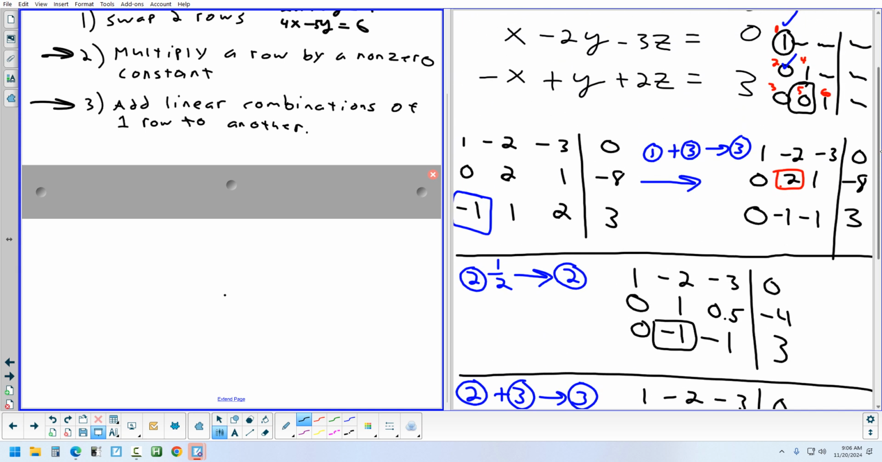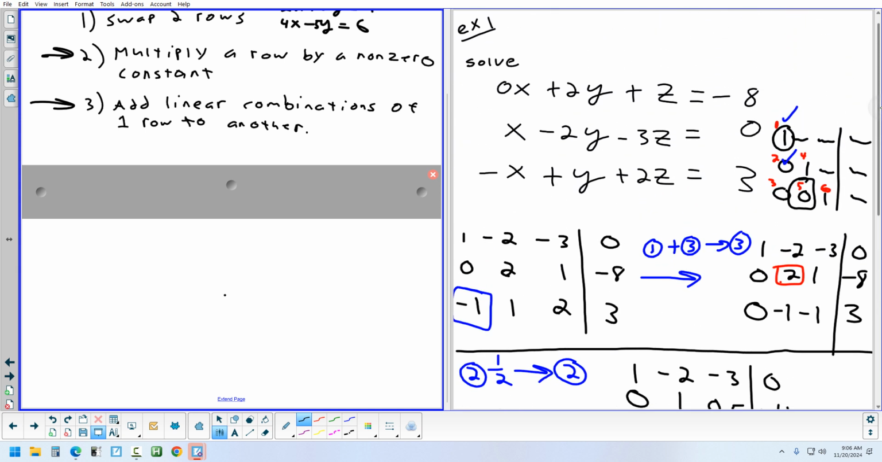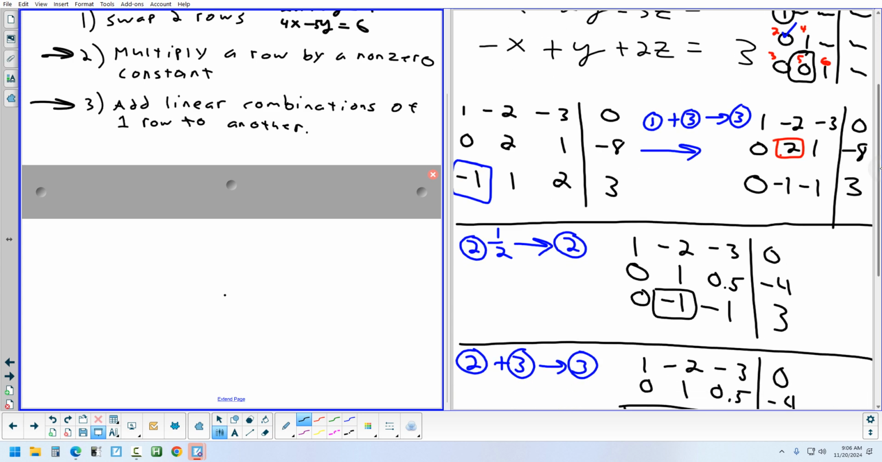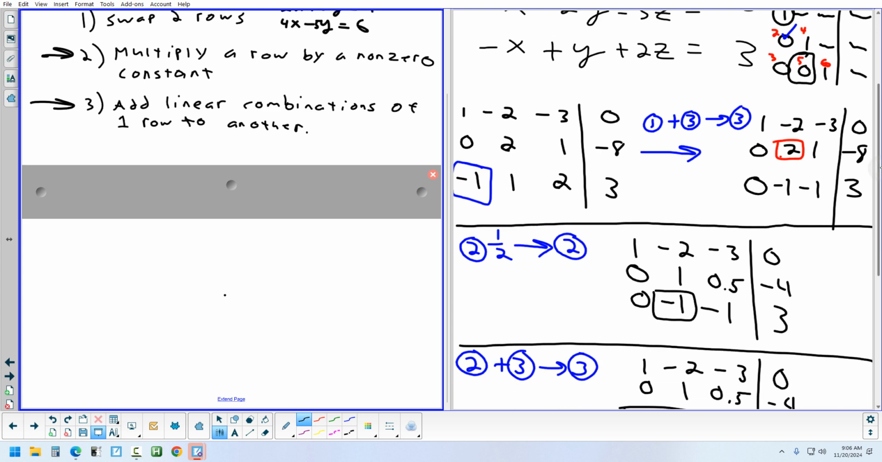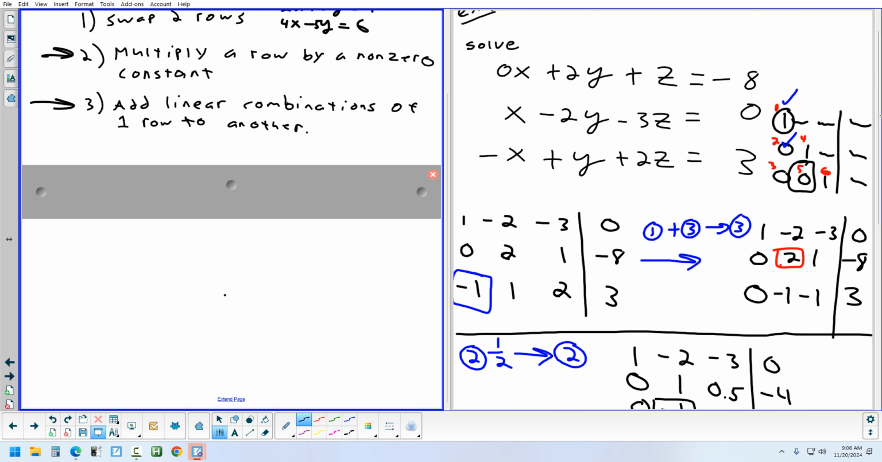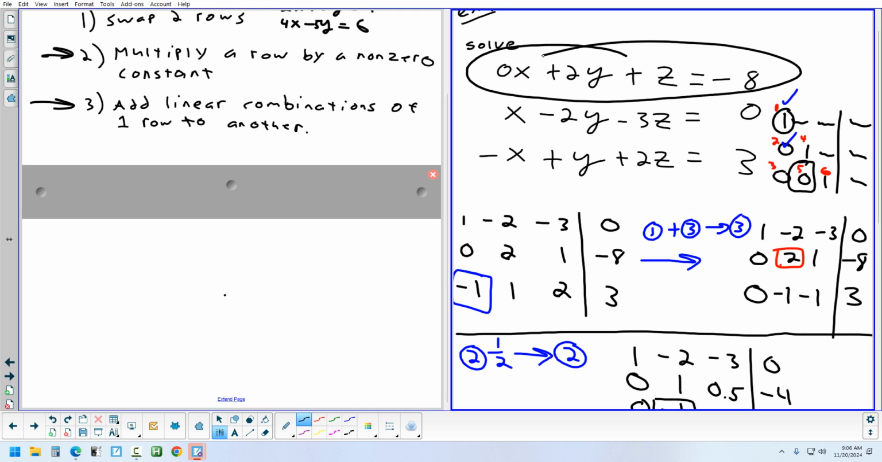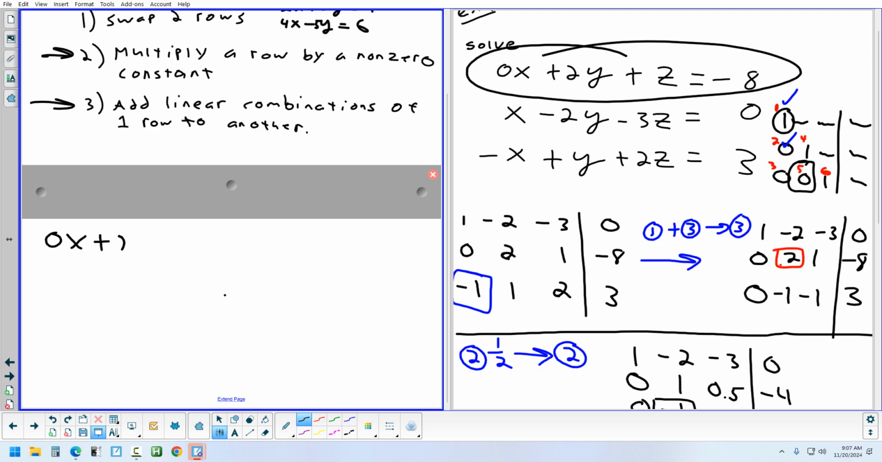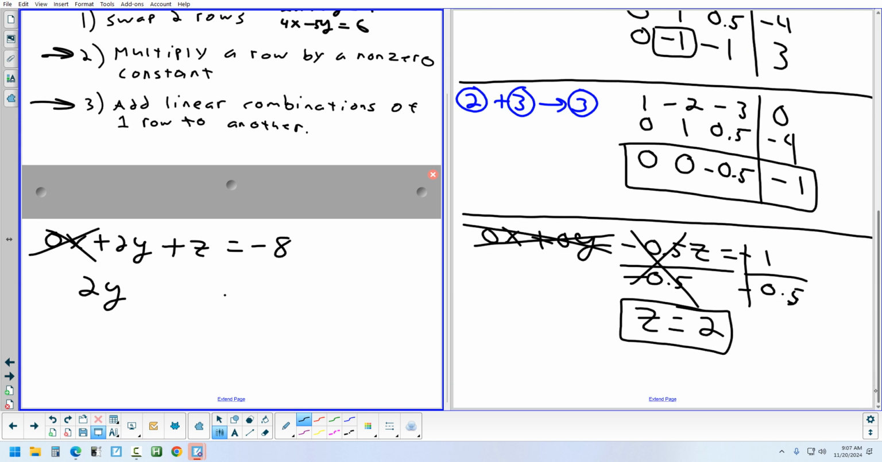If we go back up, you could pick any equation. I would say the easiest one would probably be to plug into this one, because there's already a 0 in the x spot. All right, so what did we just get for z? 2. Okay, so plus 2y plus z equals -8. Okay, don't need that. So we get 2y, and take what you got for z. Z is 2.